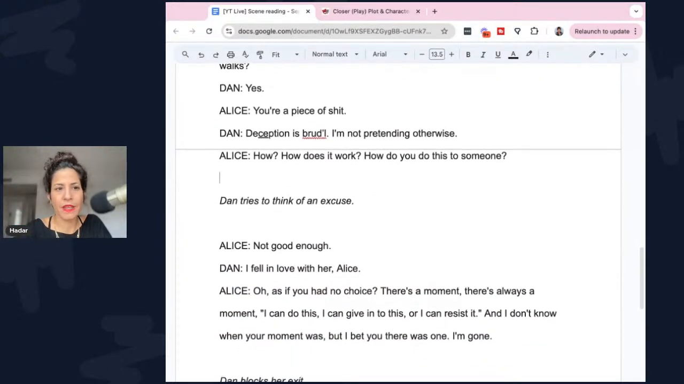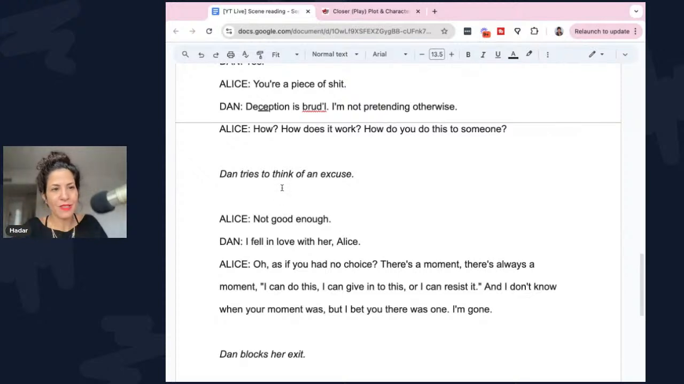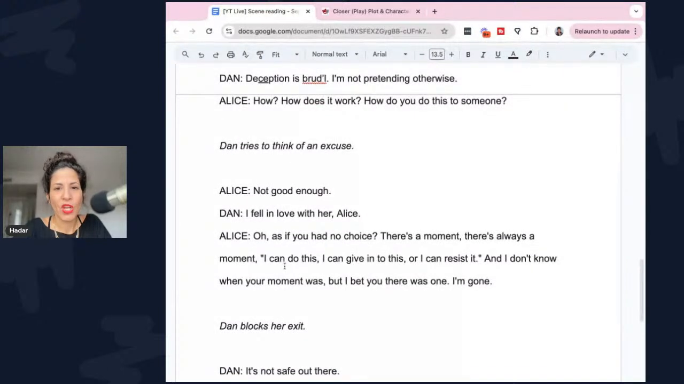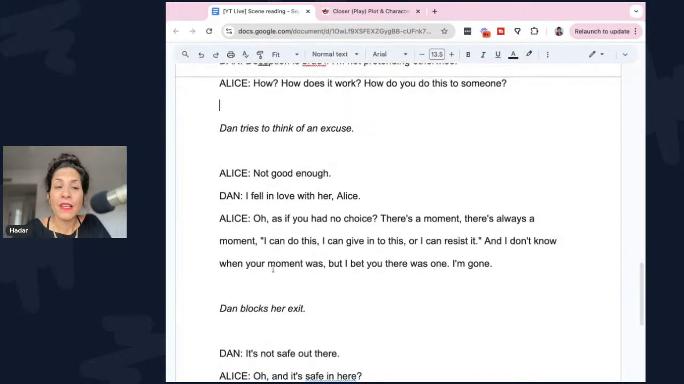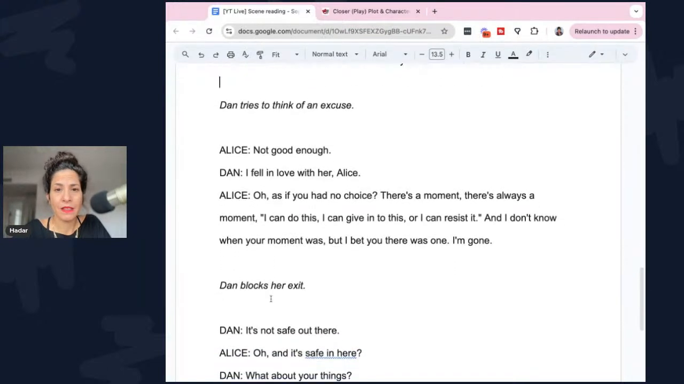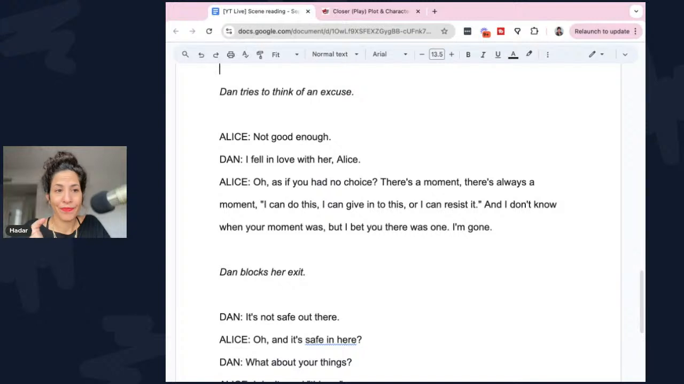Dan tries to think of an excuse. So we do get some directions here. She answers, not good enough. Not, as in father, good enough. I fell in love with her, Alice. Okay. And now her longest monologue in the scene. Oh, as if you had no choice.